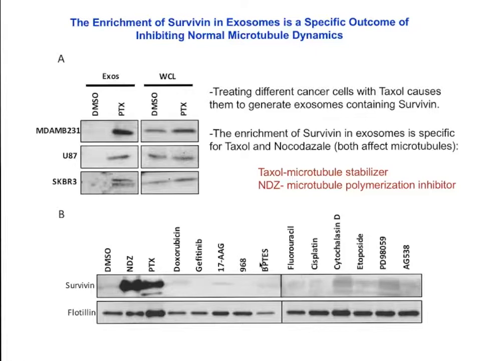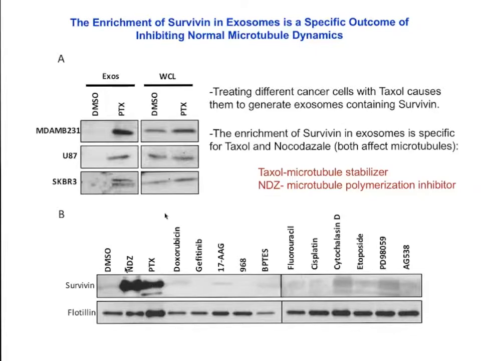And what we were surprised to find is that all of the cells were still capable of generating exosomes, as indicated here by the presence of flotillin. But none of these treatments could recapitulate the effects of Taxol and cause this really robust enrichment of survivin in the exosomes. So it really turns out that this is a specific outcome of Taxol treatment.